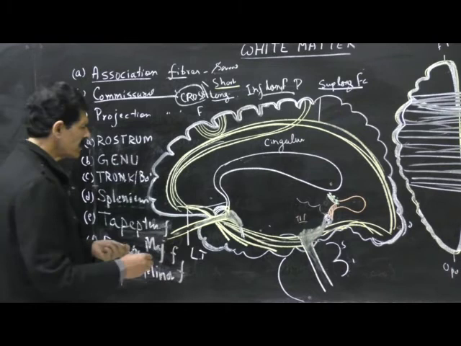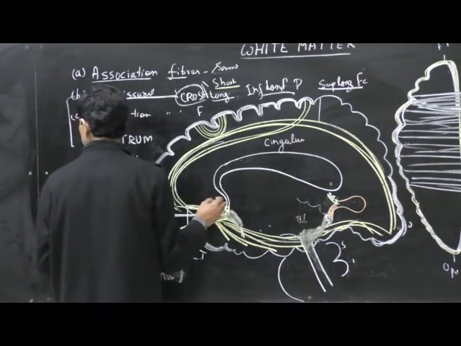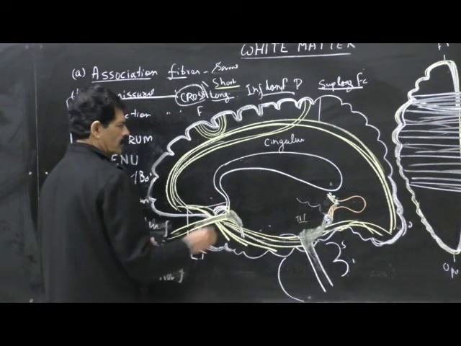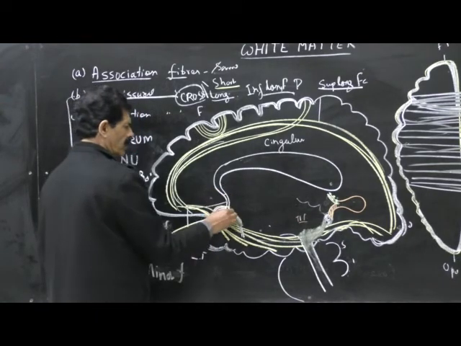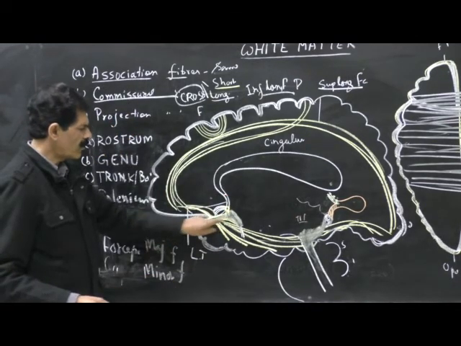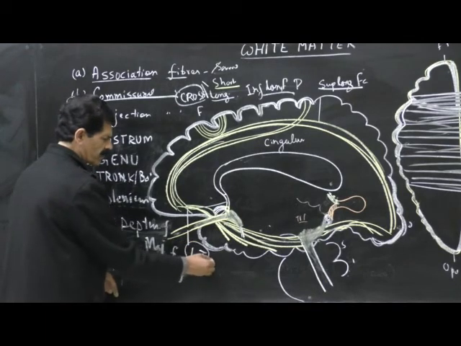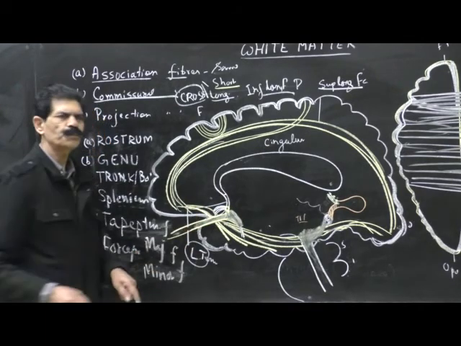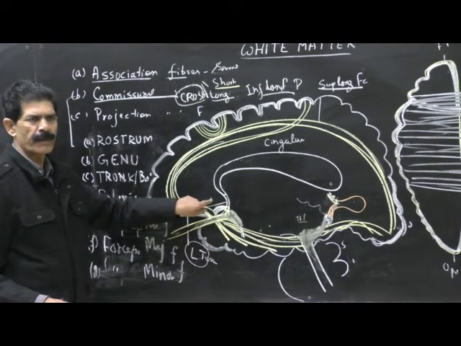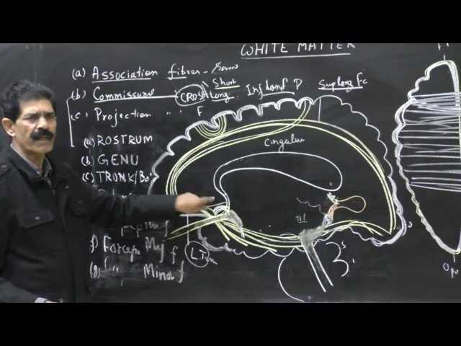So the rostrum is the horizontal part of the corpus callosum. This is the rostrum. When we turn the rostrum downward, it is continuous with the lamina terminalis. It is present in the frontal lobe and forms the floor of the anterior horn of the lateral ventricle.